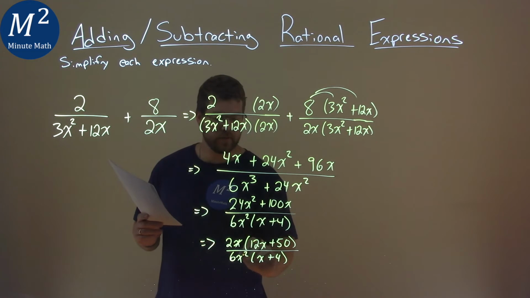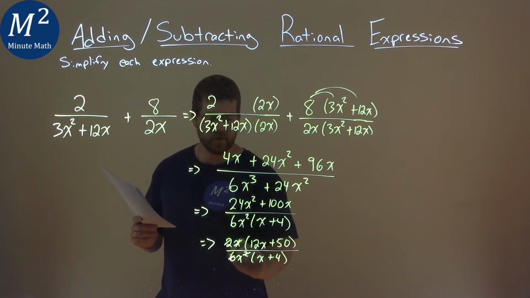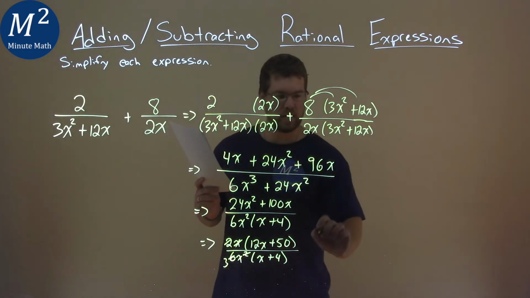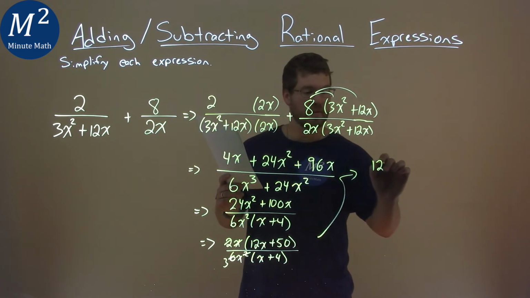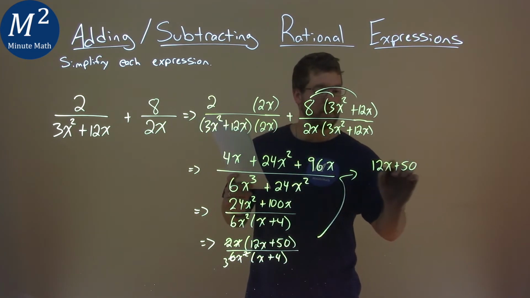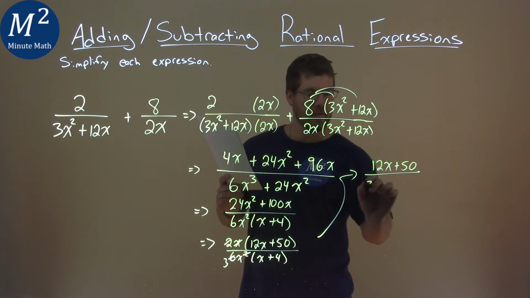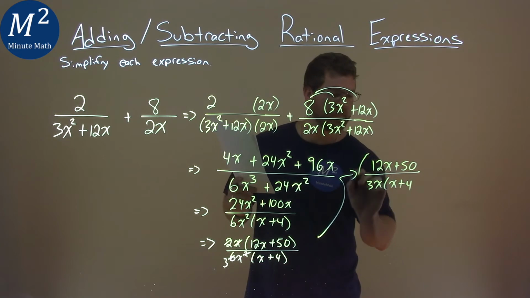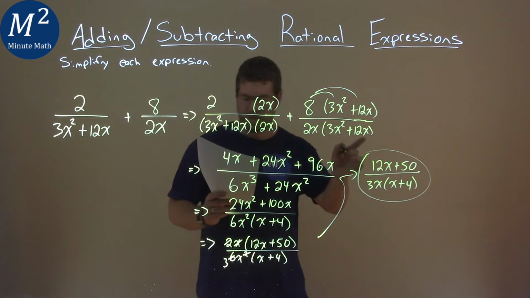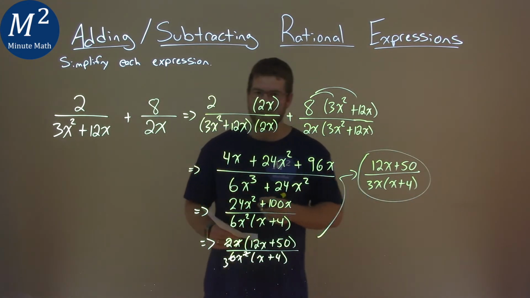This x cancels with this x squared, and the 2 and the 6 become a 3. And so my final answer here, which I can write, is just 12x plus 50 over 3x times an x plus 4. Don't forget the parentheses. And again, that is our final answer.